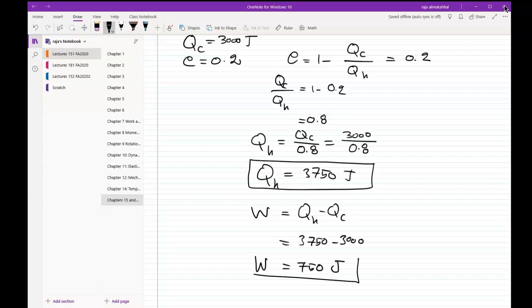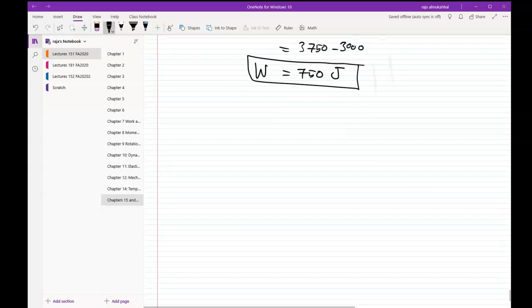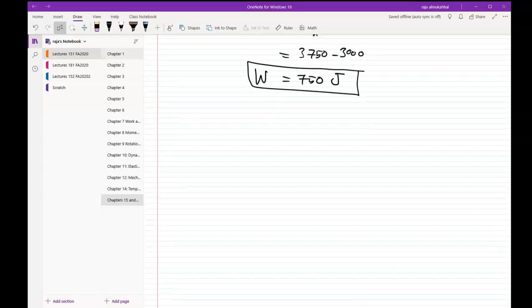So that's the work. All right, good. That's basically what I wanted to talk about as far as the second law of thermodynamics. Your book covers the Carnot cycle. I'm trying to look it up for you. It's in section 16.6, the Carnot cycle.